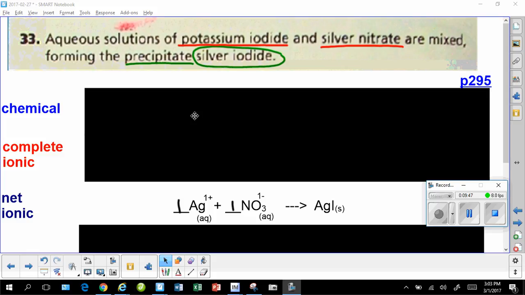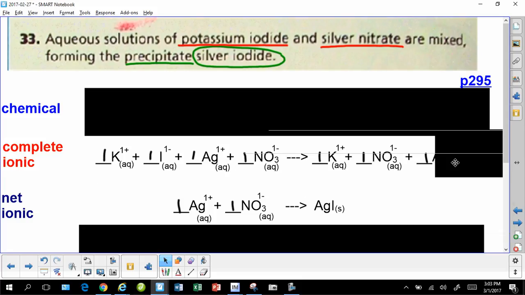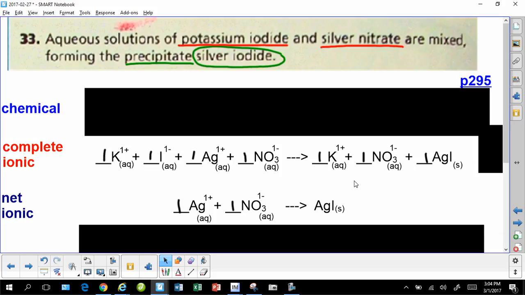Silver iodide is here because it said in the question, forming the precipitate silver iodide. That tells you that that's where the S goes. And in the complete ionic equation and the net ionic equation, both, it is not separated, because this is showing the end of the process of forming this stuff. Over here, we just want to see the guys that came together to make this stuff. How did that sound? Did that make sense?